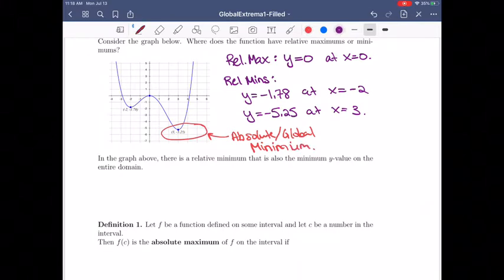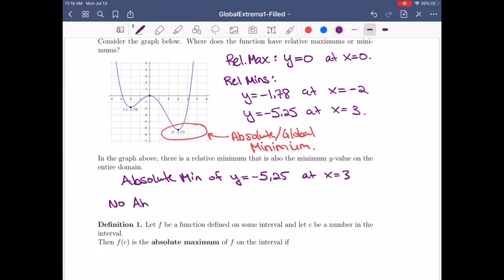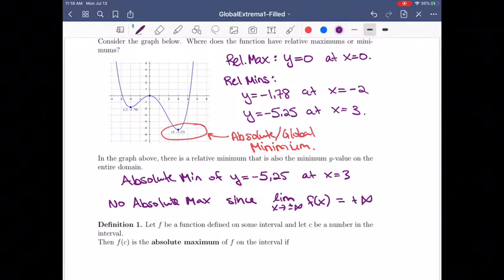So we have this absolute min. Again, it's still the y values, so it's y equals negative 5.25, which again occurs at x equals 3. And there's no absolute max. This is because if we think about the limits as we go to the endpoints of the domain, which here is plus or minus infinity, the graph gets really big. It's approaching positive infinity, so there's no way to have a maximum value.